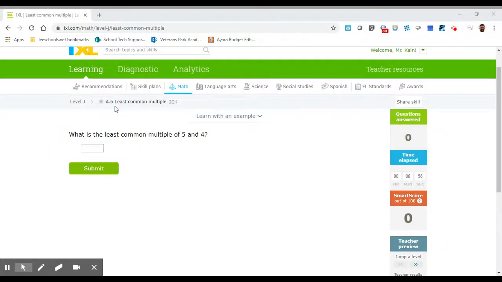Okay, now we're working on least common multiple. This is the code 2QK from your 8th grade IXL. And the question says, what is the least common multiple of 5 and 4?